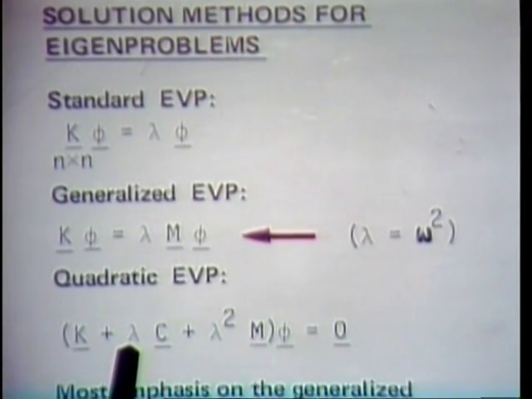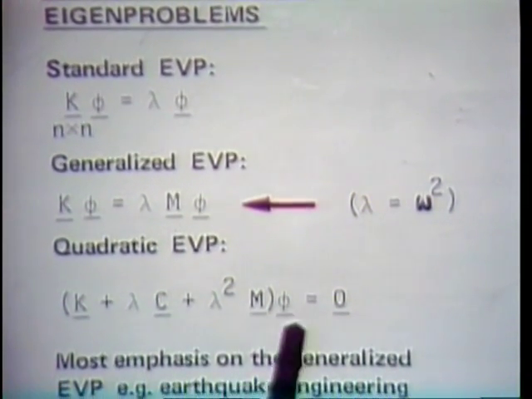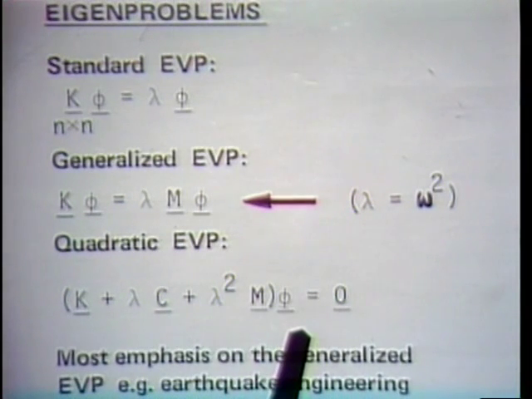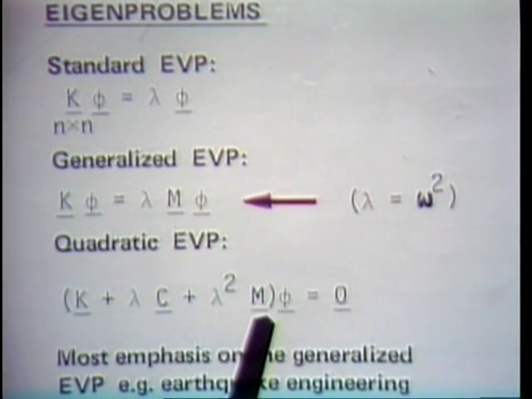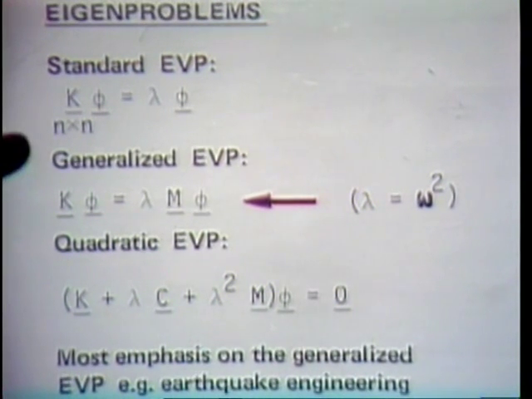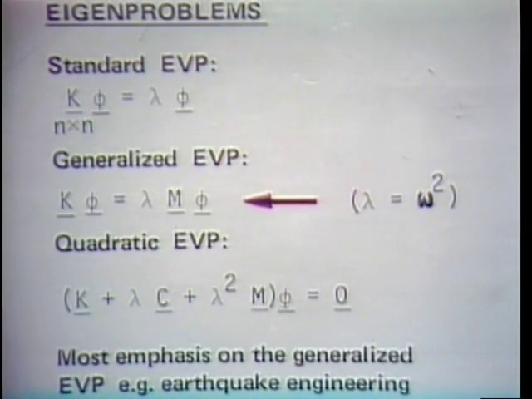If we have in a mode superposition analysis non-proportional damping, then we would have to solve this eigenproblem, which is a quadratic eigenproblem. I will not address the solution of this problem. So in what follows, we are talking about the solution of this problem and, of course, the solution of this problem also when M is equal to the identity matrix.